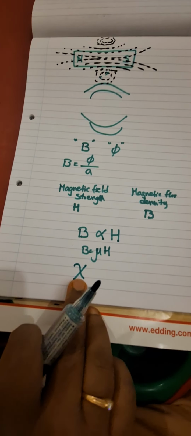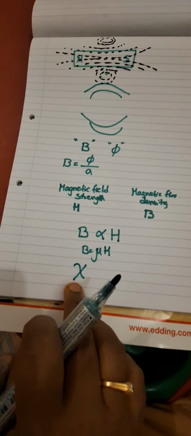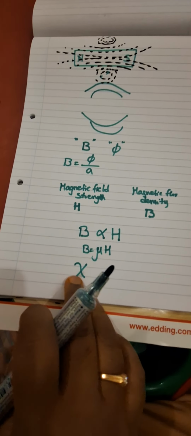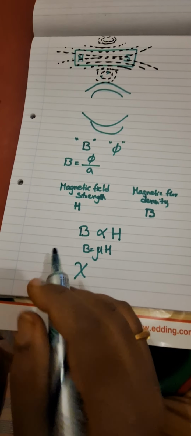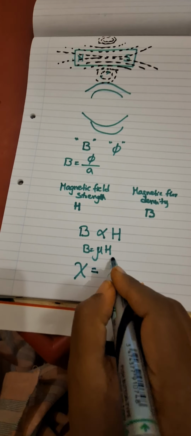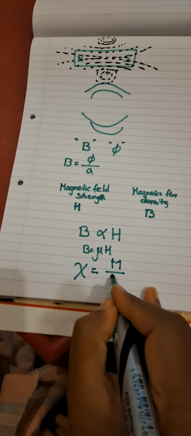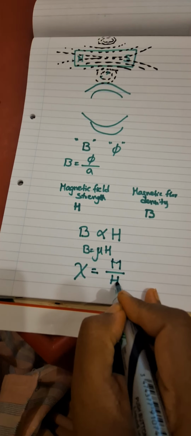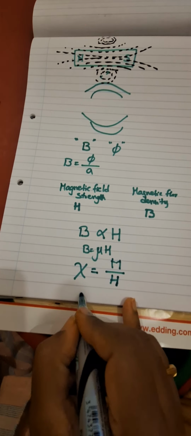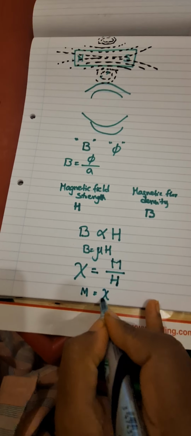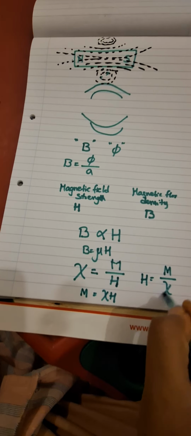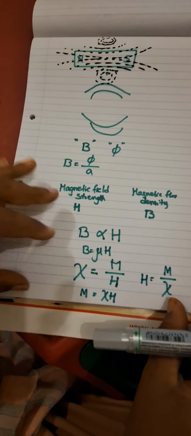What do you mean by magnetic susceptibility? It is nothing but the magnetization of the material which is proportional to the applied field, and the proportionality constant. In other words, we can say that magnetic susceptibility is defined as the ratio of magnetization to magnetic force. So we can say susceptibility is equal to M by H, or we can even say M is equal to susceptibility into H, or we can even say H is equal to M by susceptibility. Depending upon your requirement, we can choose whatever we have.